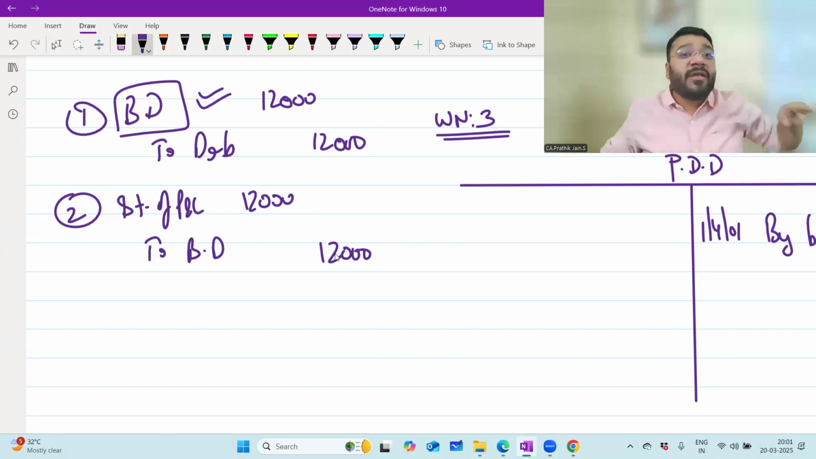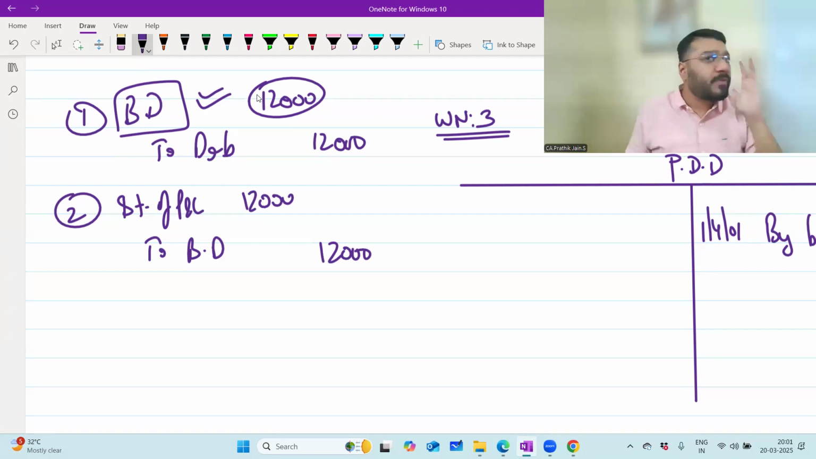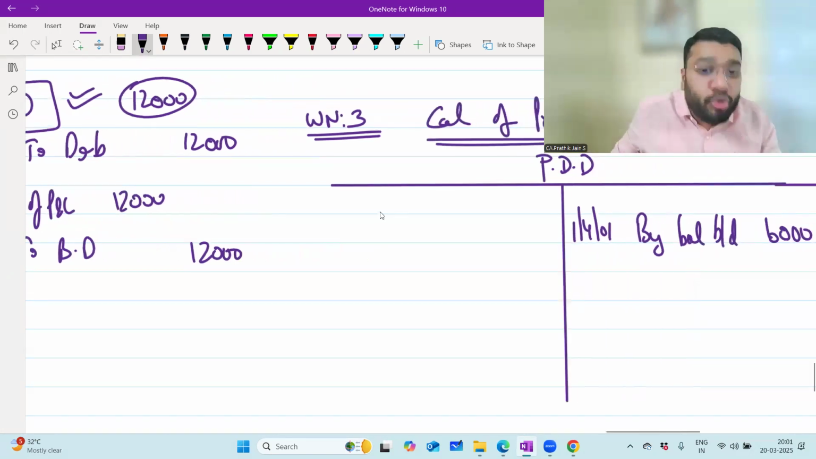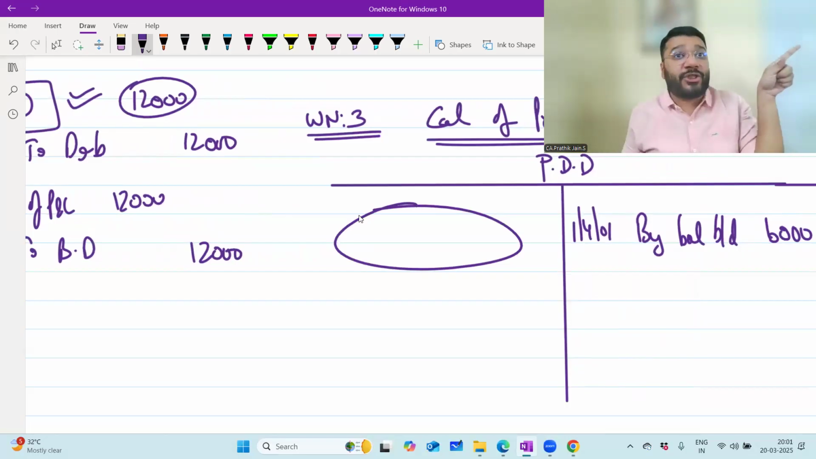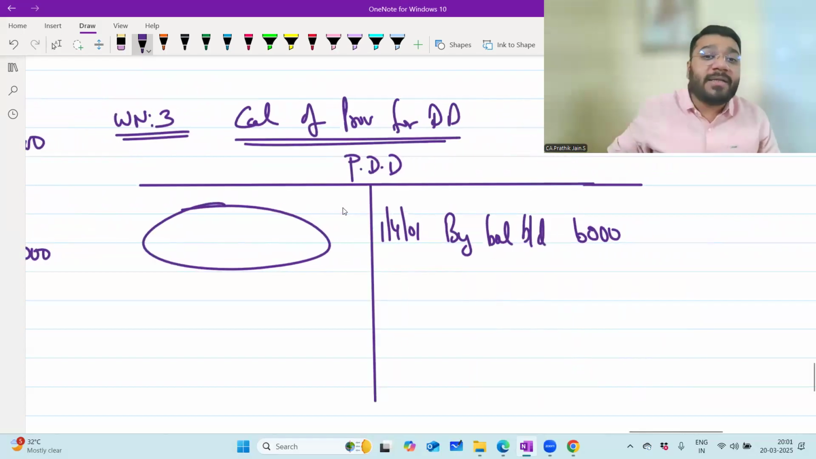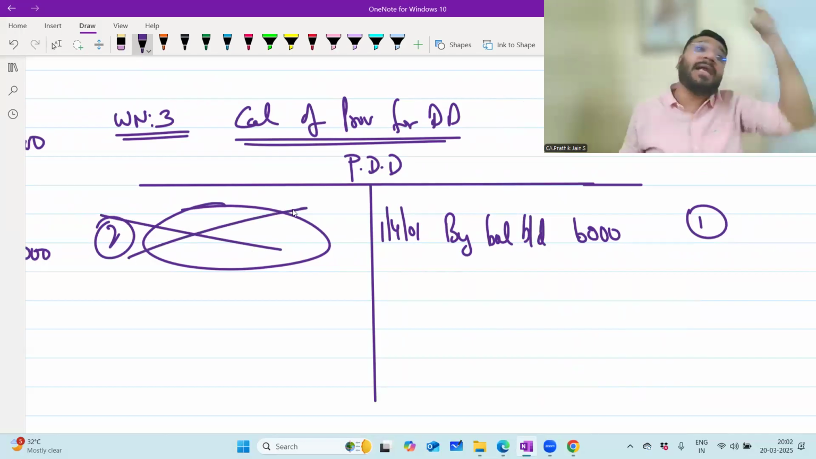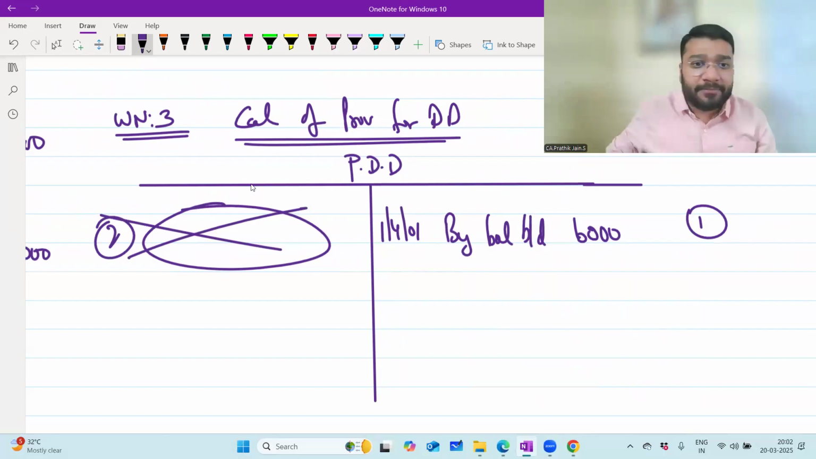In CA foundation, we used to transfer this 12,000 to the PDD account. Now, no drama like that. Directly transfer the bad debt to P&L. So the two bad debt entries we used to get in CA foundation will not come here. Do you agree with me? What did we learn in CA foundation? First step is recording the opening balance. Second step is to record the bad debt here, if it is given in the trial balance or adjustment. Here in intermediate, I told you to omit this point because we're taking the bad debt directly to your P&L.